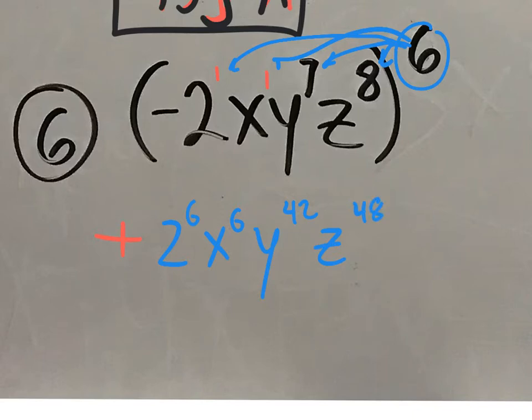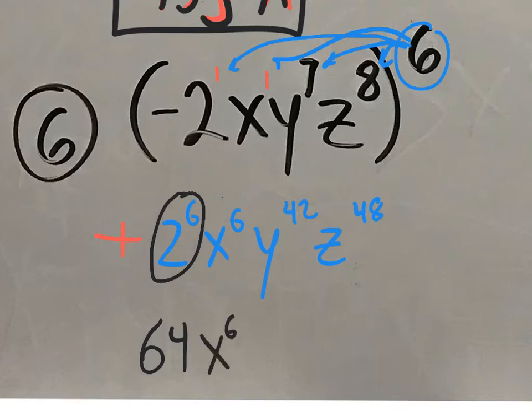So final answer is, we could actually do 2 to the 6th. That's 2 times 2, 4 times 2, 64. If you go all the way, multiplying 2 with itself 6 times. 64x to the 6th, y to the 42, z to the 48. Expect to see all of these types of questions on tomorrow's quiz. Let's move on to number 7.